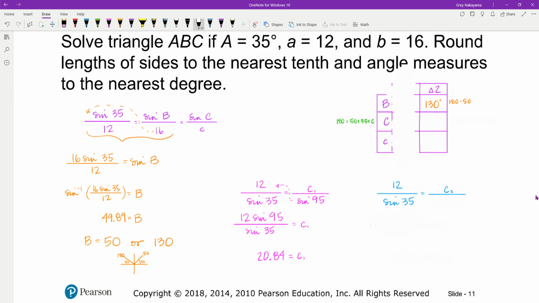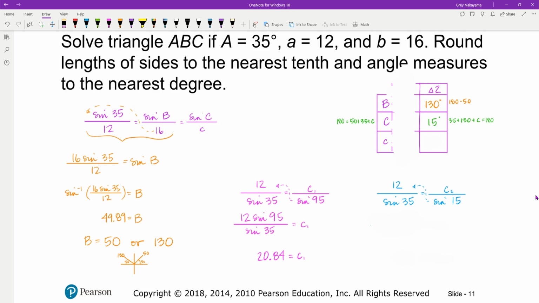What is that angle? Well, I've got an angle that's 35 and I've got an angle that's 130. And those three angles have to add up to 180. So that makes the other angle 15. And so that's what's going to be under here is the sine of 15. Multiply both sides by that sine of 15.